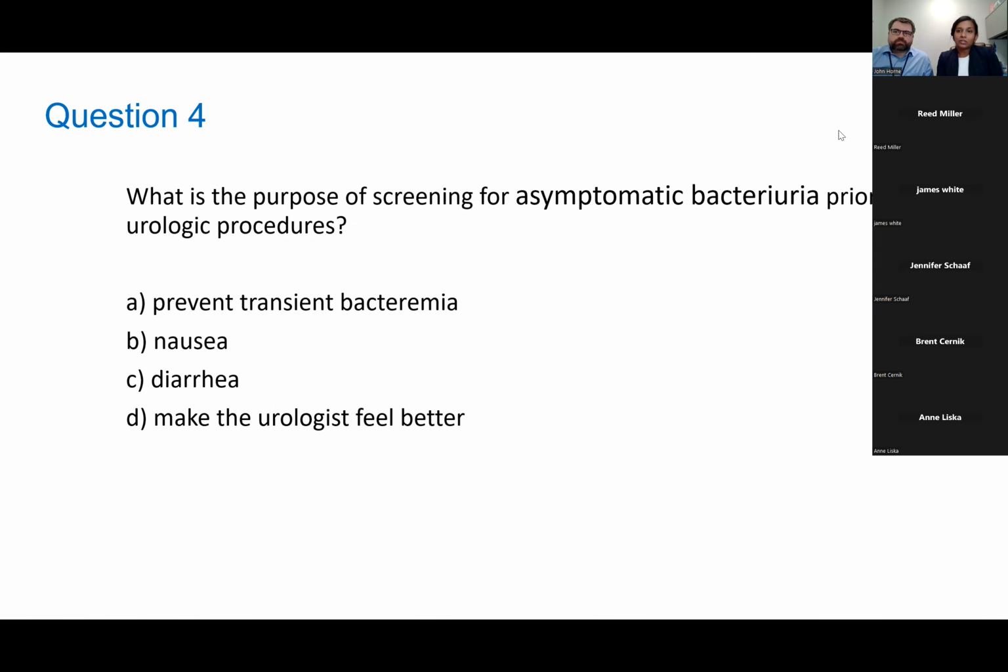So our next question: what is the purpose of screening asymptomatic bacteriuria prior to urological procedure? Oh, and we touched on this one. This is to prevent transient bacteremia. So preventing transient bacteremia, not nausea, not diarrhea, not to make the urologist feel better.